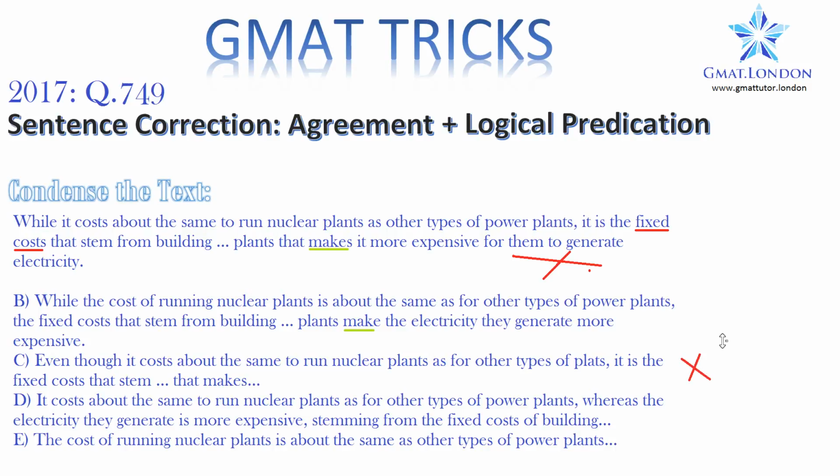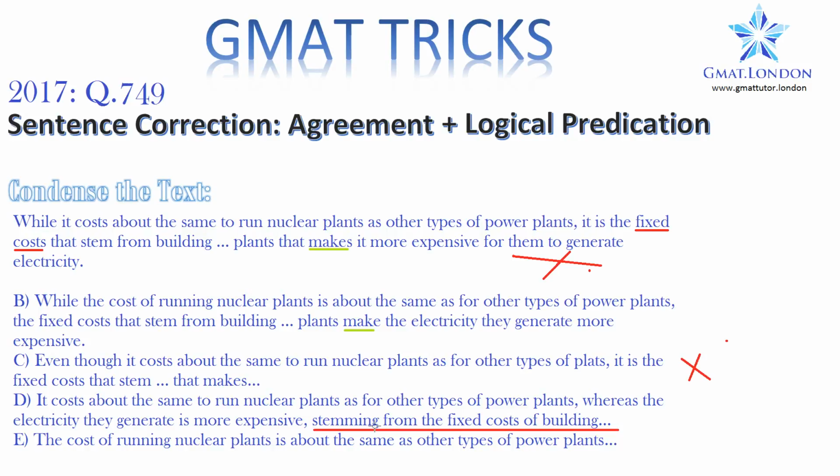Now, can you spot differences between B and D, for example? The thing with D is it ends with this dangling modifier, stemming from the fixed costs of building. You might have noticed it when you were reading, but you might have got a bit confused and you thought, oh, I don't know, maybe it's just a problem with how I read it. But no, that confusion is legitimate. We don't know what is stemming from the fixed costs of building. Is it the electricity that stems from something, or the expense stems from something, or the power plant stems from something? It's not clear. Anytime a modifier is not clear, it's a dangling modifier and it's incorrect in the GMAT.